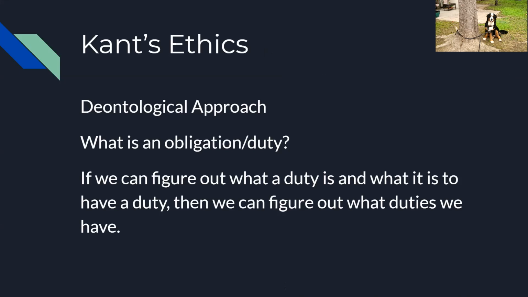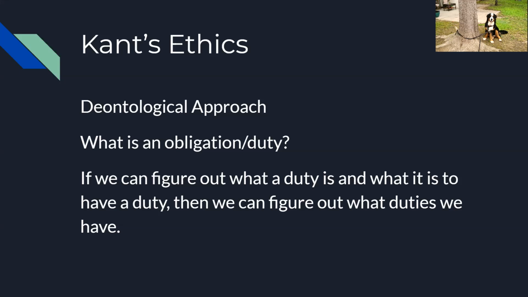He thought, if I could figure out what it is to be obligated to someone, what it is to have a duty towards someone, then I could figure out what duties I probably have towards other people. And so Kant thought, well, okay, that means if I can figure out what duties are, I can figure out what duties I have, and then I can figure out what ethics is, because I can figure out what duties I actually have and what duties other people have towards me.